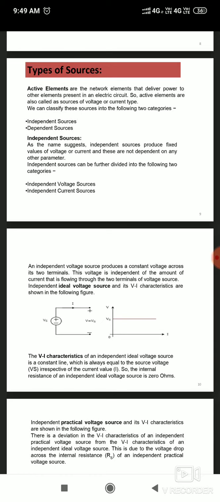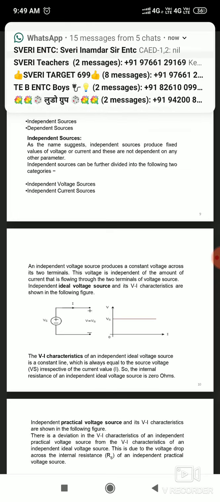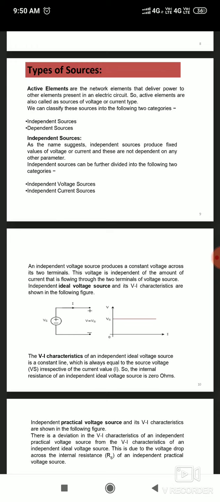5 volt, it will not change. Due to internal resistance, some voltage will drop. Okay, so such types of elements are called what? Independent sources, whose value does not change with respect to time. Whereas dependent sources are both voltage sources and current sources, but the value of those sources will depend on some parameters.